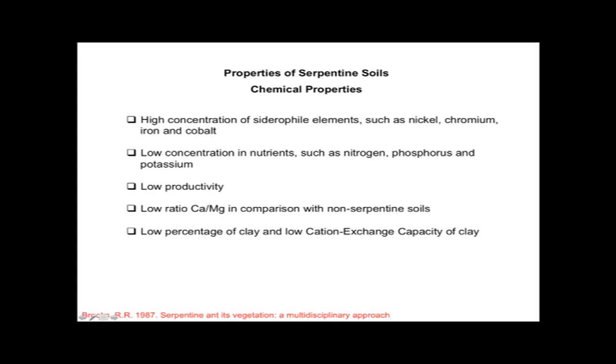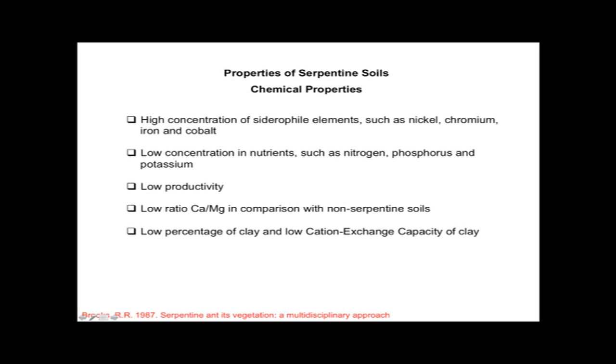Now, the soils all over the world made from serpentine have some common characteristics. And these common characteristics are partly because of the nature of the rocks from which these soils are formed. One characteristic is the high concentration of siderophile elements such as nickel, chromium, cobalt, and iron. Another characteristic is the low concentration of nutrients such as nitrogen, phosphorus, and potassium. A third characteristic of the chemical properties of the soil is their low productivity. In general, they are very infertile soils.